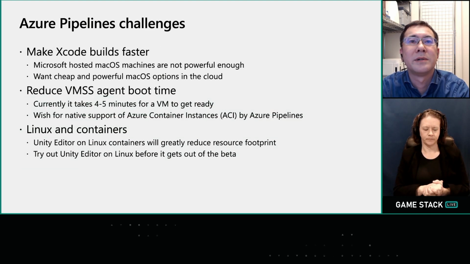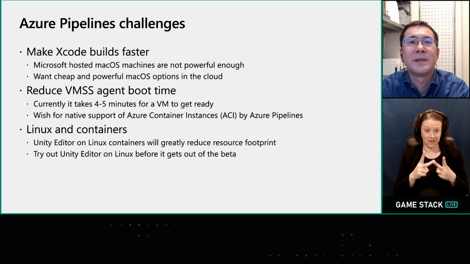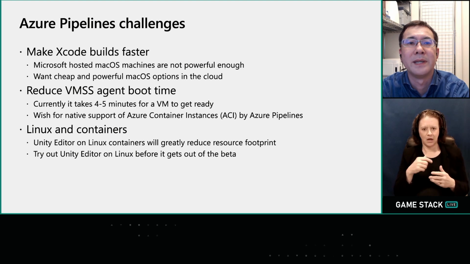In the last, I will share the existing challenges we still have in our pipelines. First, the Xcode build is slow. We need to make it faster. Second, the VMSS agent boot takes a too long time. We need to reduce that time. Third, we want to consider running the Unity editor on Linux containers. It will greatly reduce resource footprint. The major blocker of it is compatibility. I'm looking forward to seeing it get out of the beta in near future.